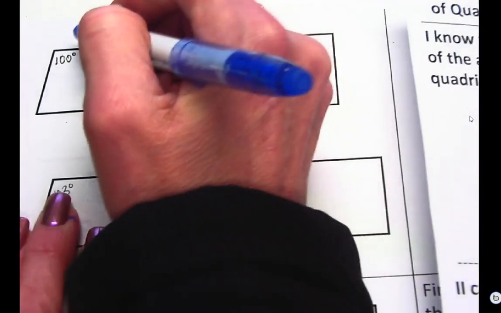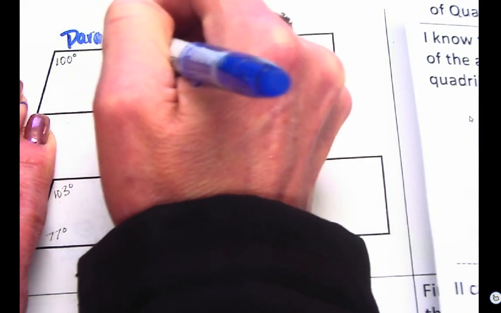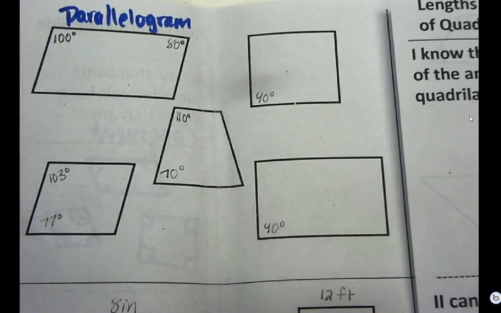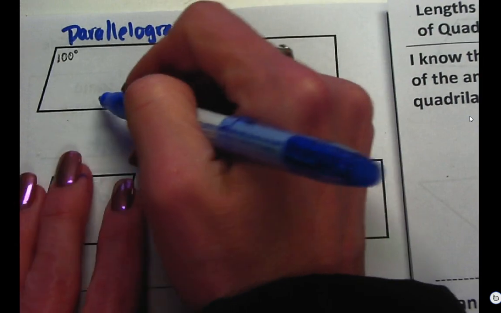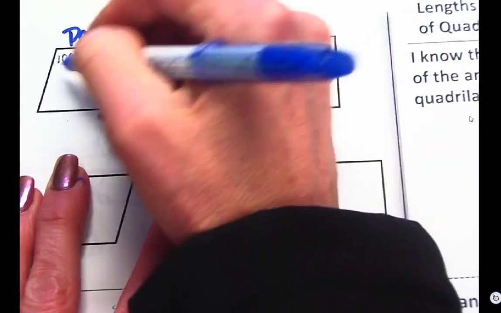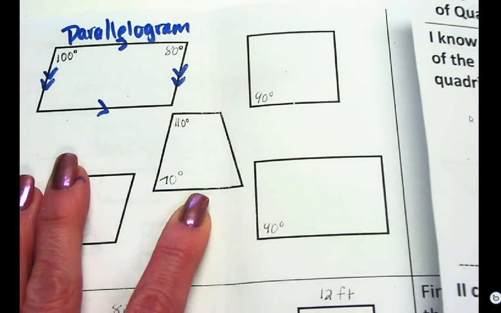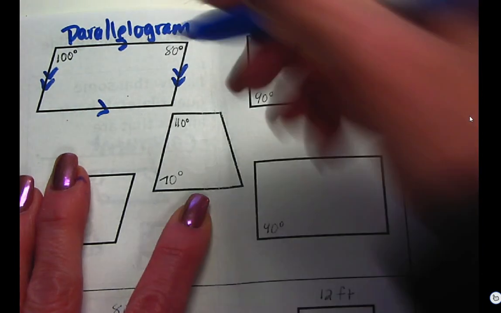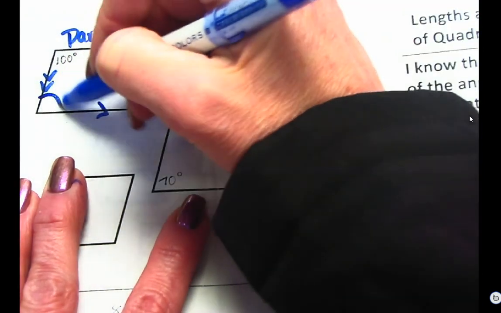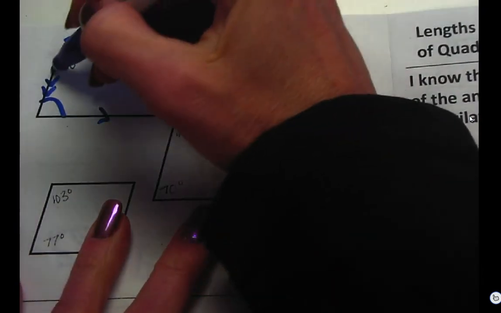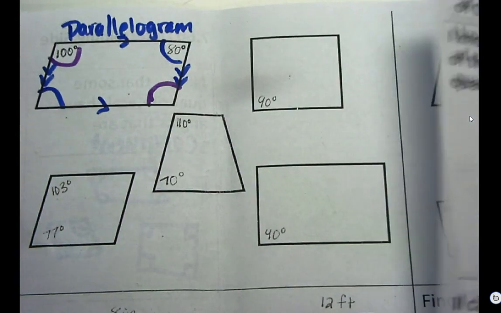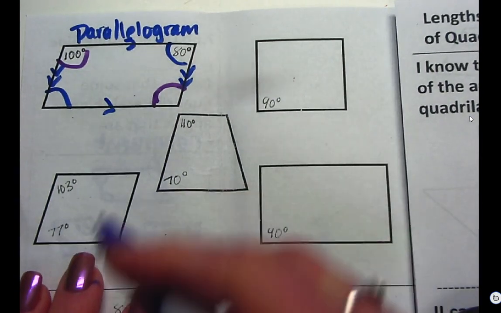So this shape here is a parallelogram. We know it's a parallelogram because it has two pairs of parallel sides. It also has two pairs of congruent sides. We're going to talk about side lengths in a minute. It also has two pairs of congruent angles. So now I'm going to use what I know about the congruent angles to find the missing angle measurements.